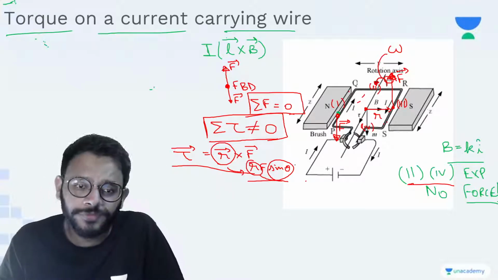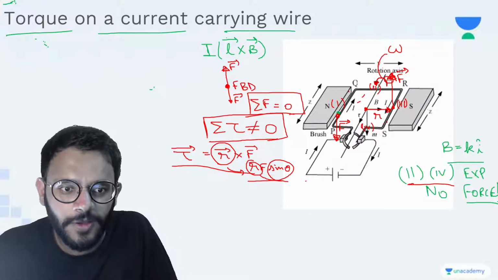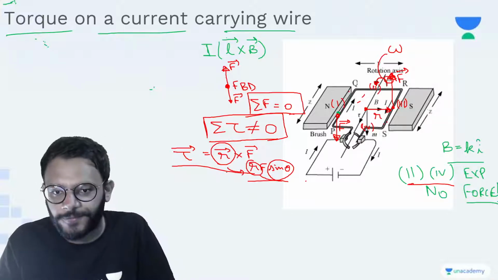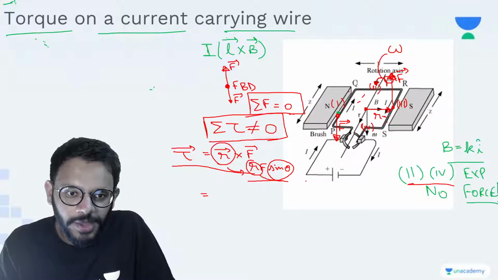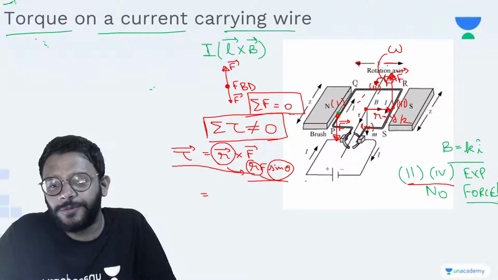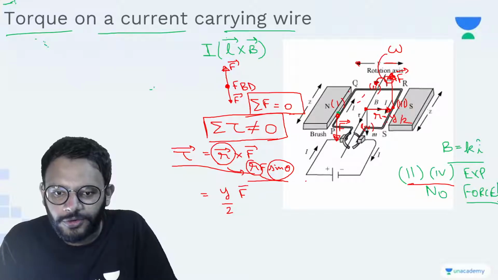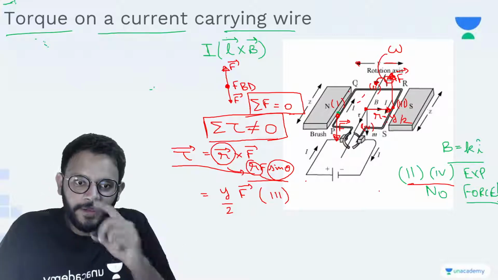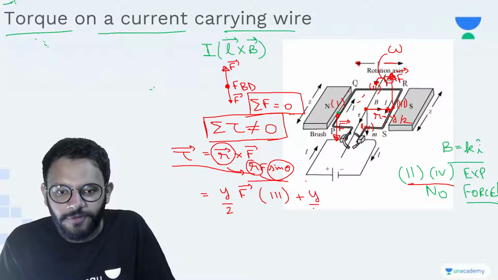But for now let's just find out that if this distance is r, so what is the torque acting because of this force F? I know that this r value is y by 2, as the total distance is y, so I know okay उसका half is y by 2, so y by 2 times F is the torque acting on the element 3. Similarly, the torque acting on element 1 is again y by 2 into F.